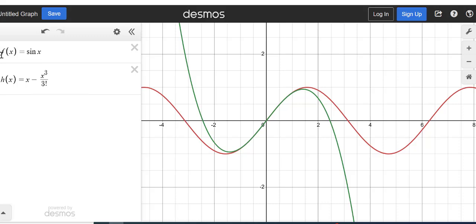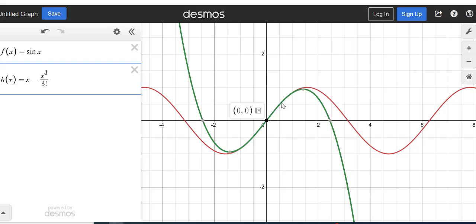Okay, so what we're looking at here is the graph of f of x equals sine of x, graphed in red. And all I did was type in the first two terms of that expanded power series notation, which was x minus x to the third over 3 factorial. And what you're going to notice is, at (0, 0), they're actually both exactly the same. Both functions cross through (0, 0).